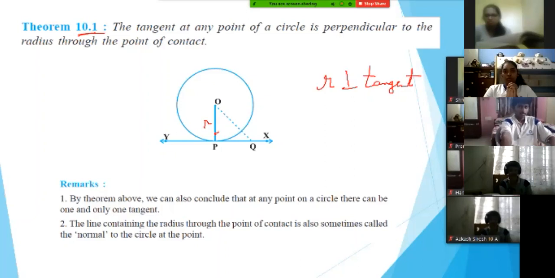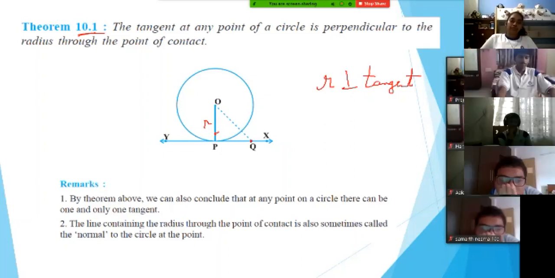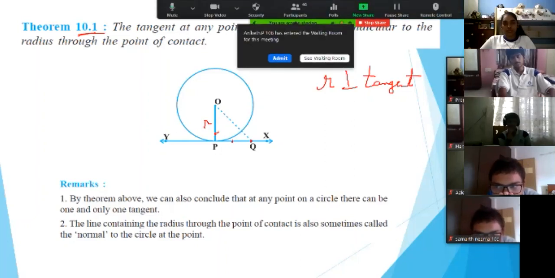What we have to do is take a point Q on the same tangent XY, away from P. Fine? It can be here, it can be here, it can be anywhere. Even it can be here. But see to it that the tangent doesn't touch point Q.